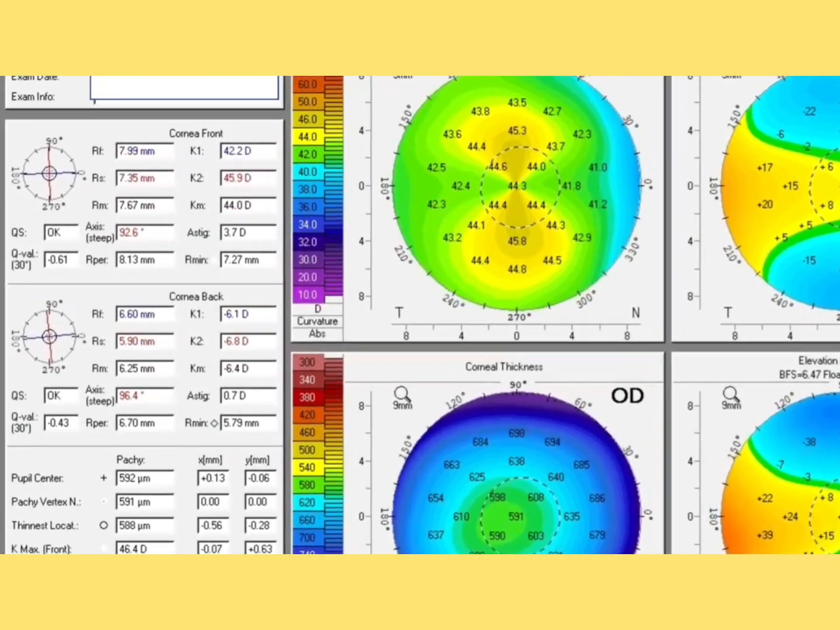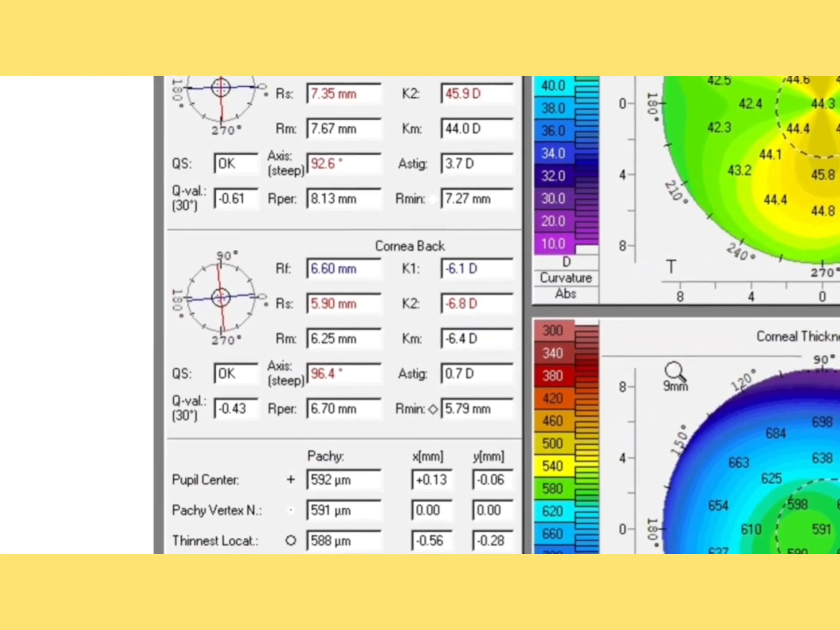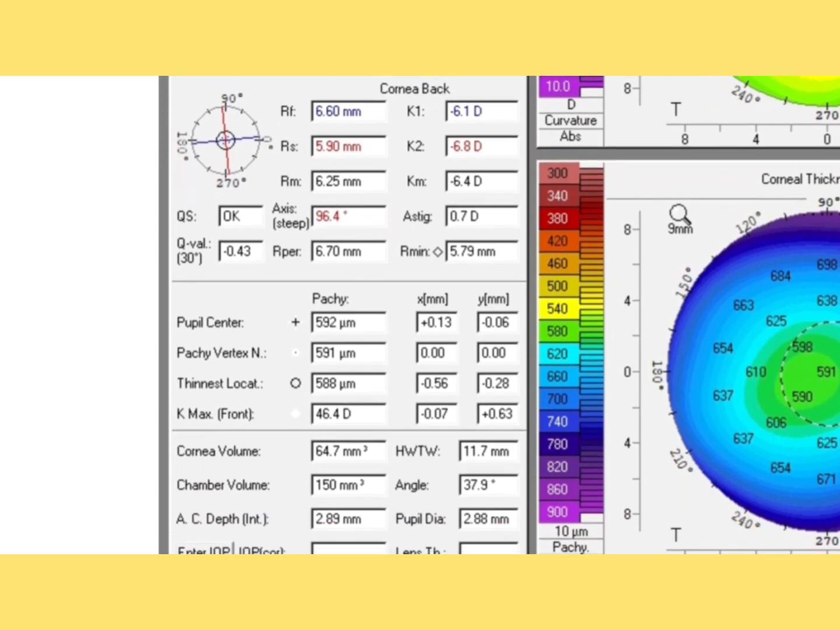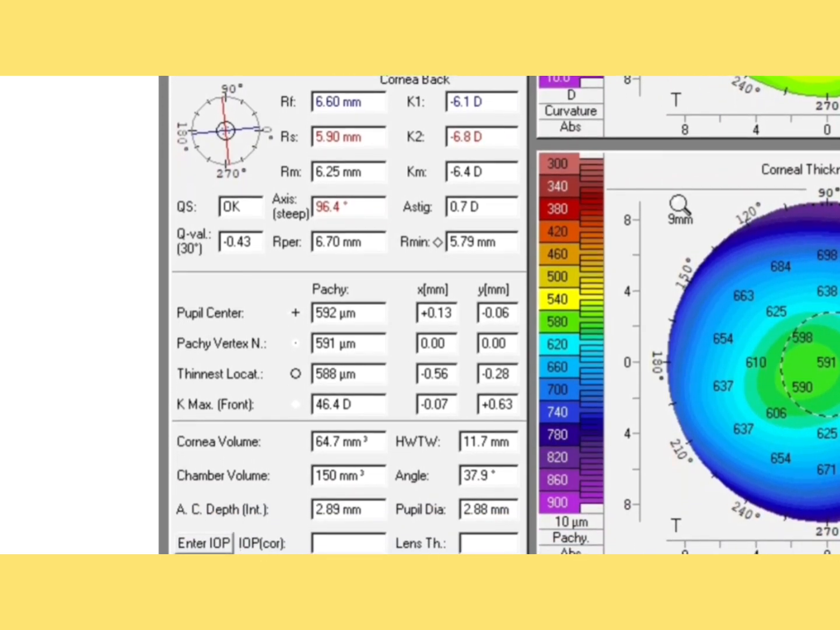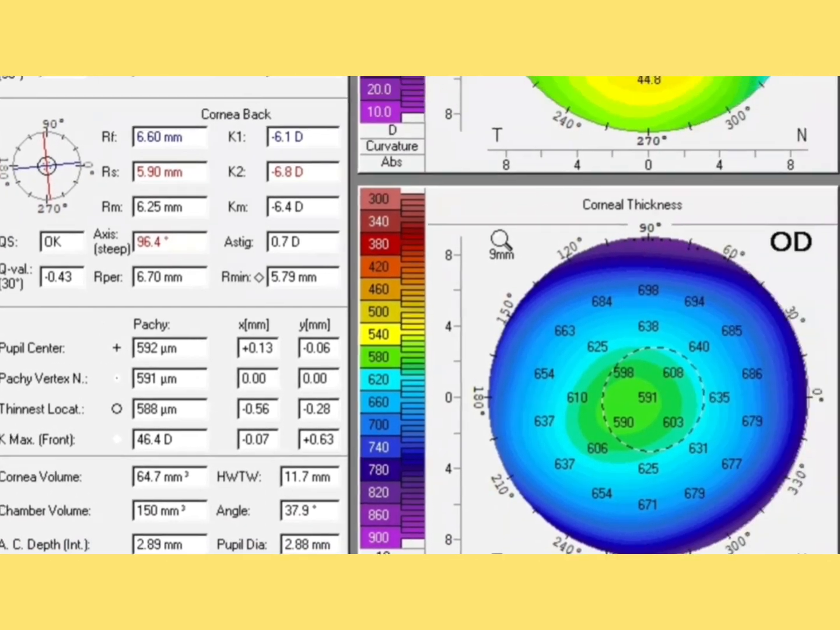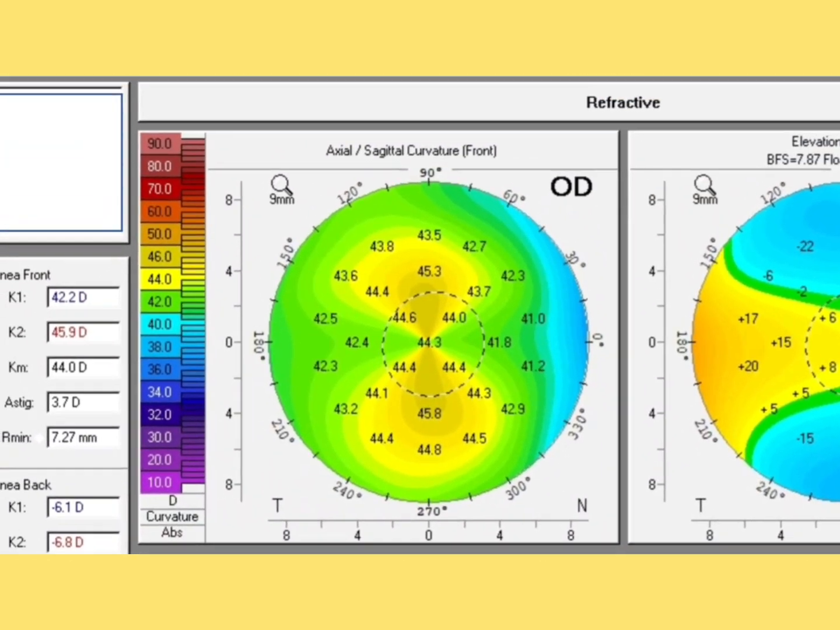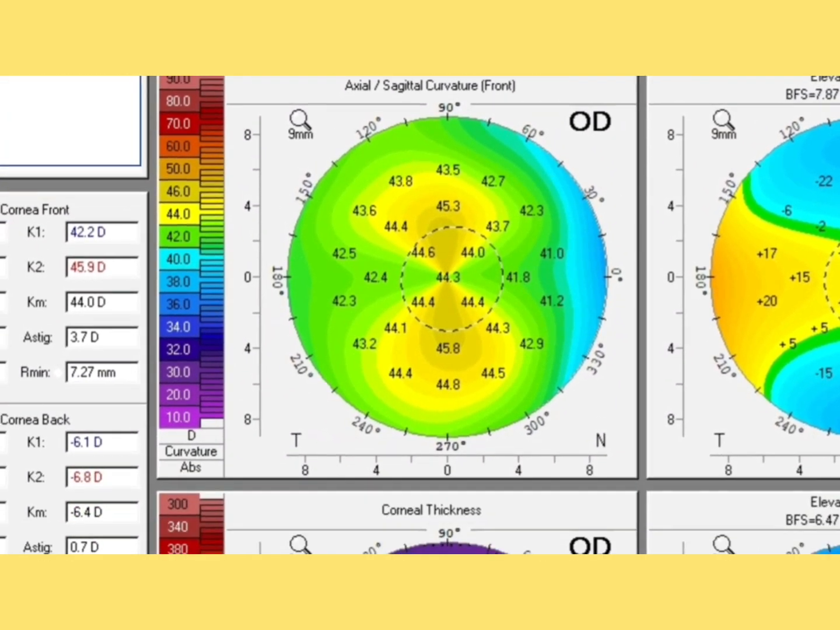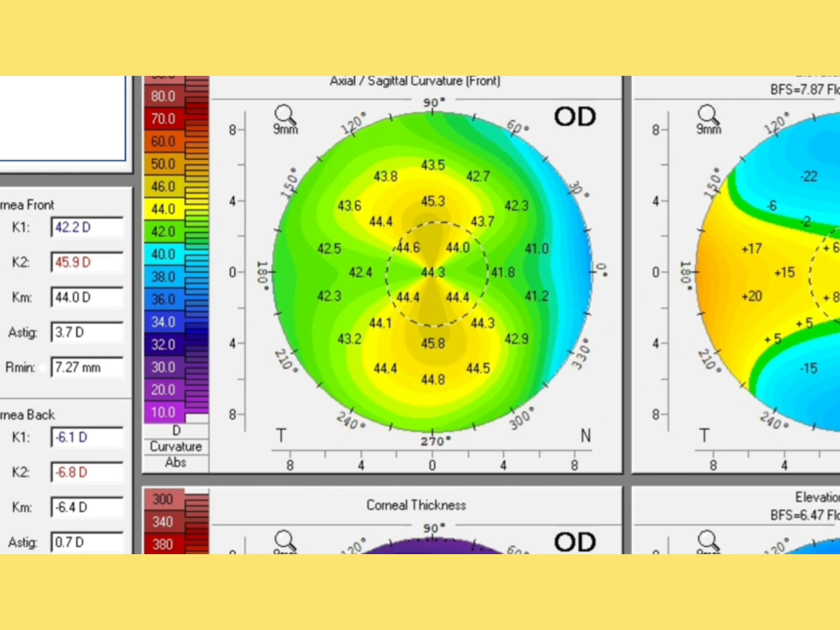Now if you see this case here, the QS value is within normal limit, the Q value is also within normal limit, the Kmax value is within normal limit, and thinnest local 588 is also within normal limit. If you see this sagittal map, it is a symmetrical bow tie pattern, and the difference between the corresponding points here is less than 2, that is absolutely normal.